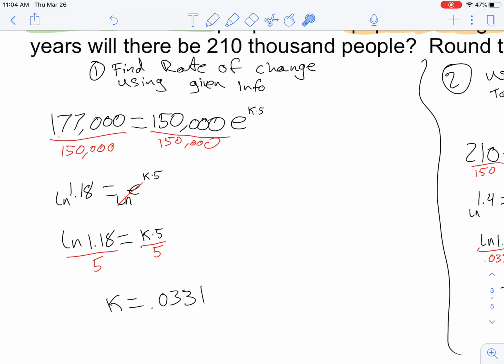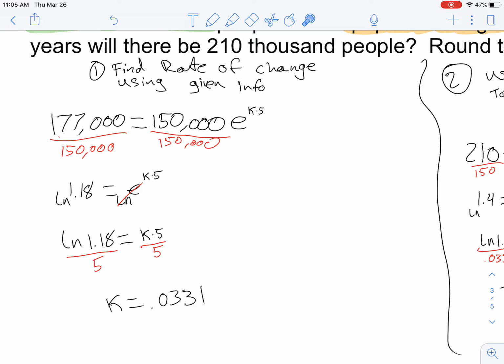So I divided these out. I'm trying to get e by itself so that I can natural log it. So I divide that to both sides. That gave me 1.18. I think in the other answer key or in the other problems worked out, they left it as like 177 over 150.